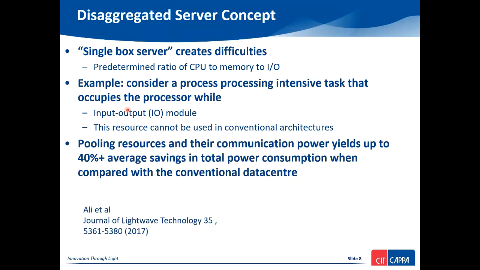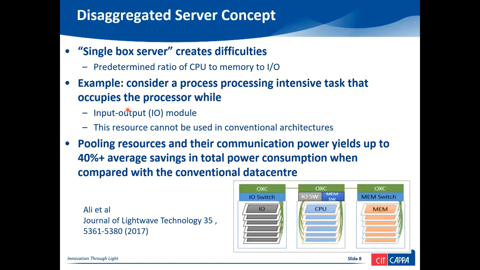There was a paper by Ali et al., published in 2017, which created a bit of a stir in the field, proposing a pooling of resources. By this means, rather than having a server in a box, you have dedicated racks: dedicated processing capacity, dedicated memory, dedicated I/O. Then you connect those together at will for your task in hand, and therefore you can make far more efficient usage of the resources available.